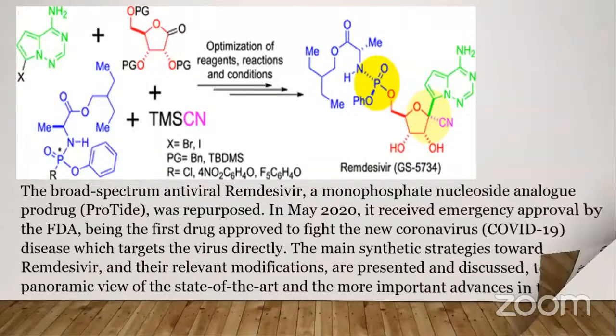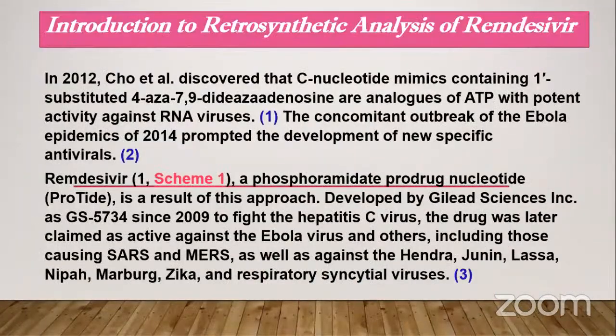Coming to the introduction of the retrosynthetic process of remdesivir, we can see that in 2012 it was discovered that C-nucleotide mimics containing a substituted 4-aza-7,9-dideazaadenosine were analogs of ATP with potent activity against RNA viruses.